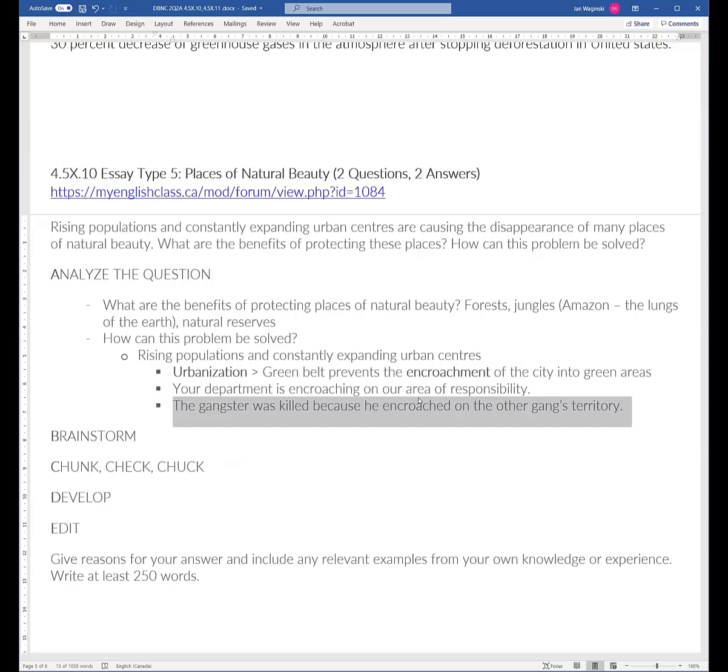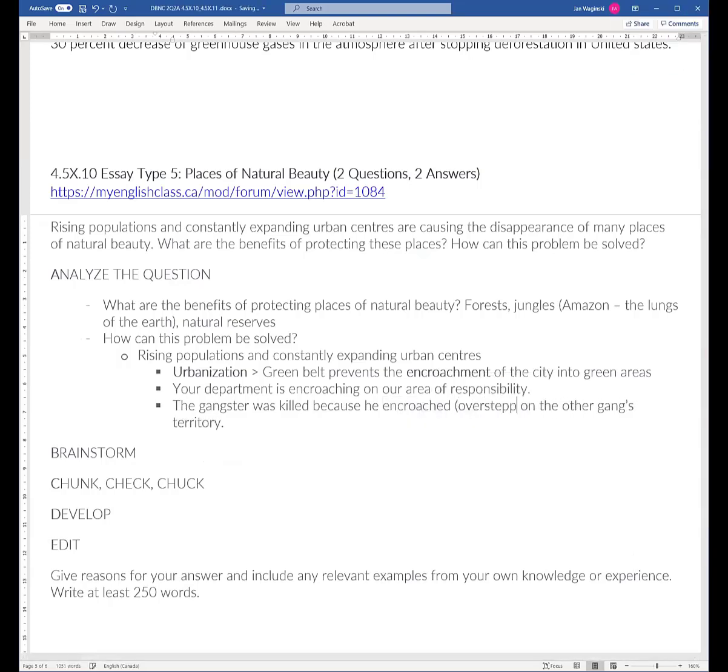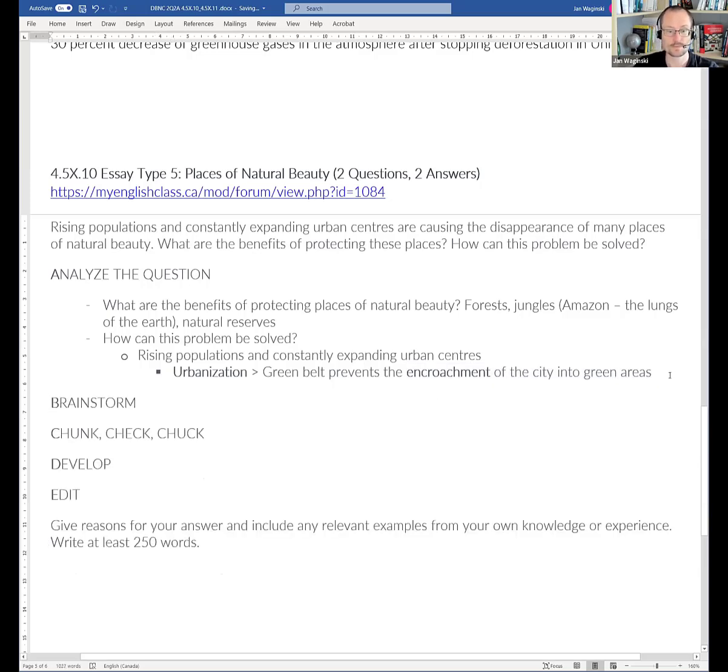Like he worked or did anything in other land, against land. Yes, you could say he overstepped his boundary. Okay. So the green belt prevents the encroachment of the city into green areas. Let's get rid of this. All right. Any other solutions?